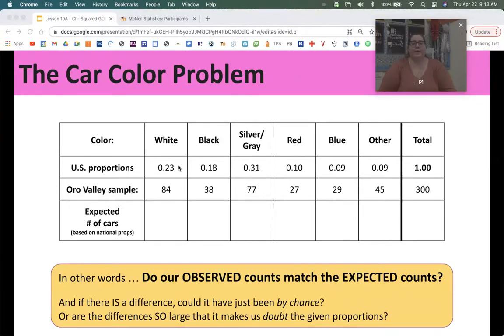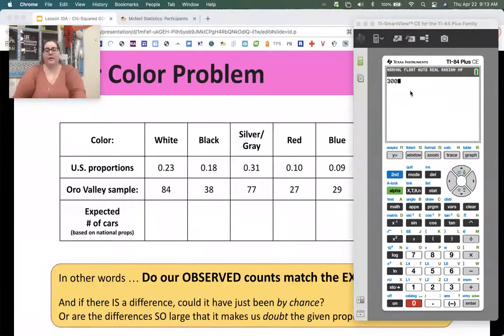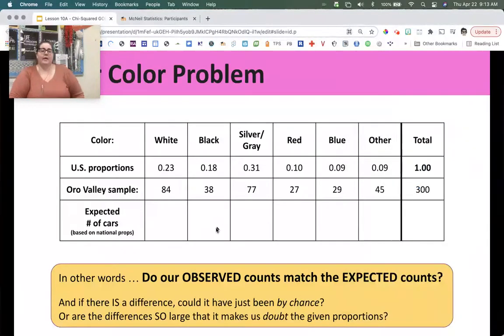So really what I'm doing is just some simple math. I have 300 cars in my sample. I'm going to move myself so you can see my calculator. So I have 300 cars in my sample, and let's find out what is 23% or 0.23 of 300. So I'm going to do 300 times 0.23, which gives me 69. So that means if these proportions were true, we would expect that our sample would have 69 white cars.